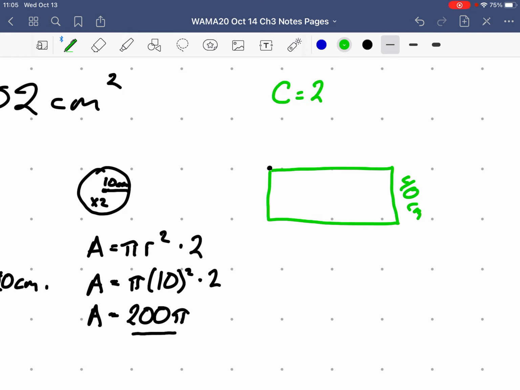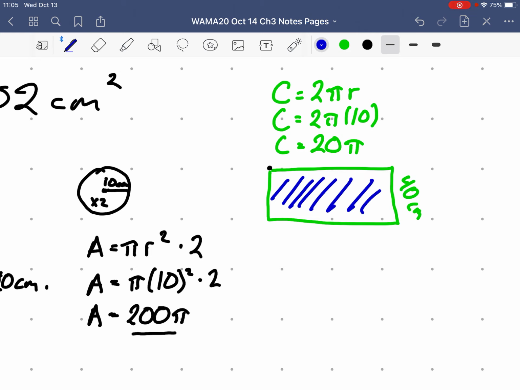So to figure out the circumference of the circle, I do circumference is equal to 2 times pi times r. Circumference is equal to 2 times pi times 10. The circumference is equal to 20 times pi. Now I'm just leaving it as 20 pi right now because I don't want to have to deal with it.